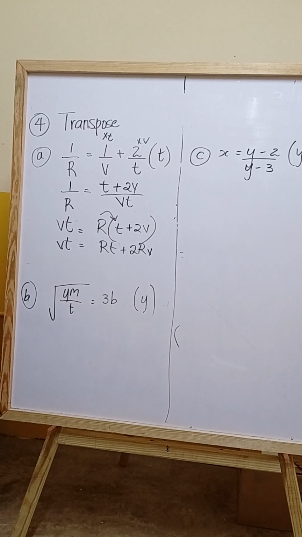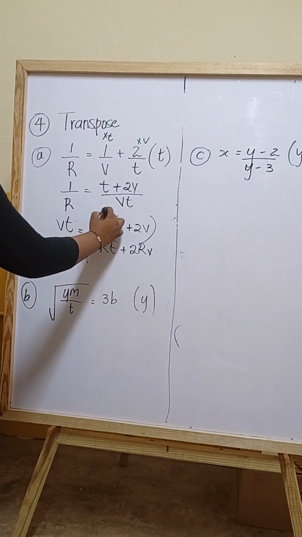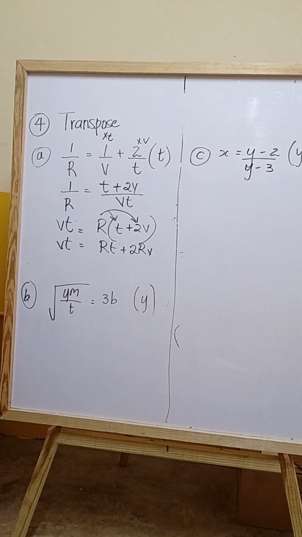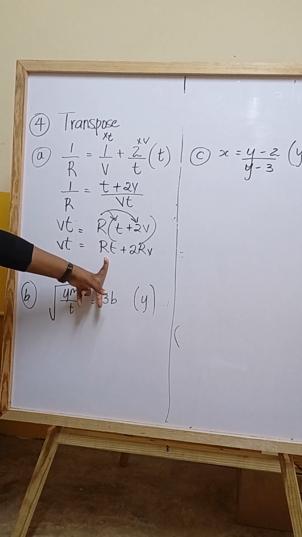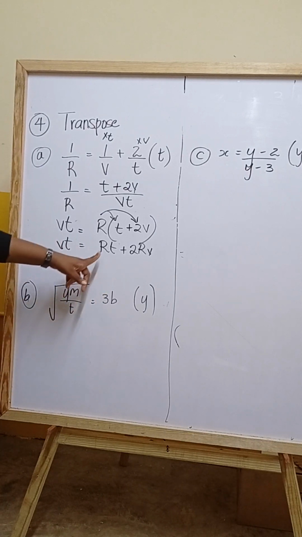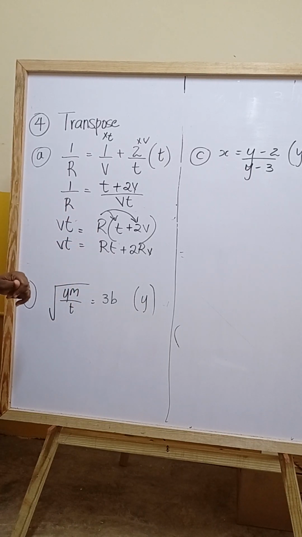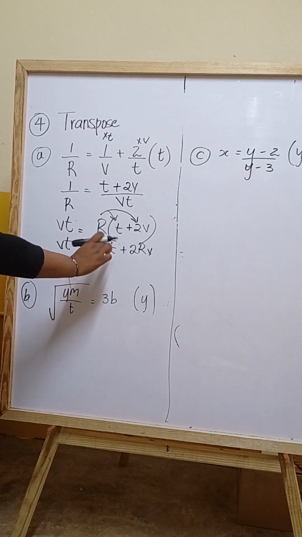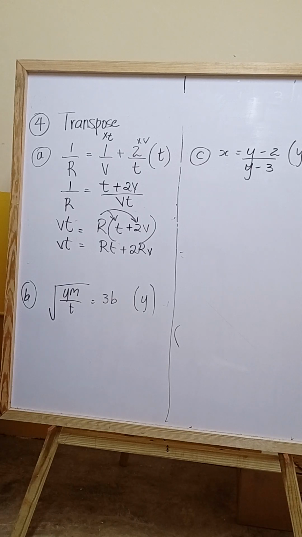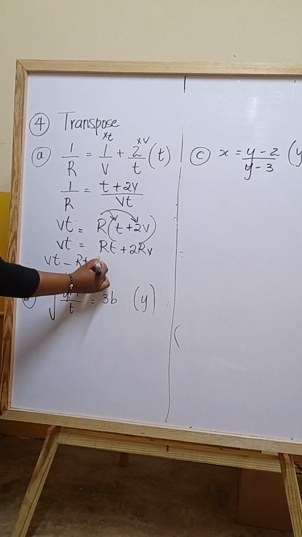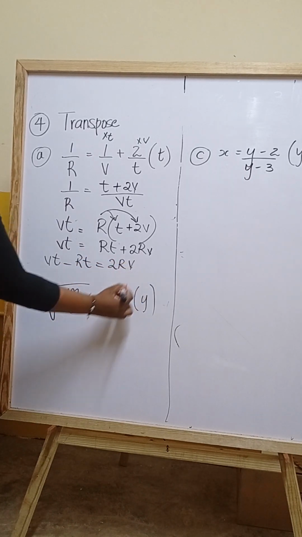Now we need to group the terms with T in it on the left hand side. So the terms with T in it are VT and RT. So VT is already on the left, so we're just going to get RT on the left hand side as well. So RT is being added on the right, so if it goes to the left, it will be subtracted. So VT minus RT is equal to 2RV.